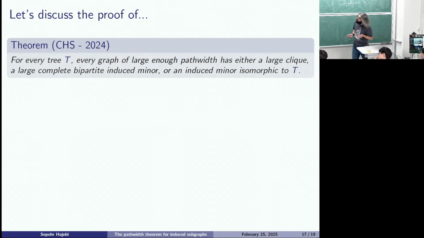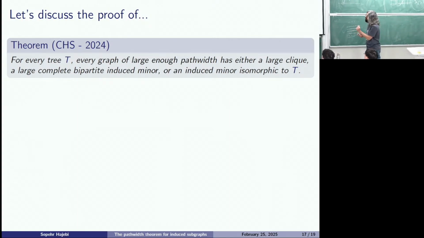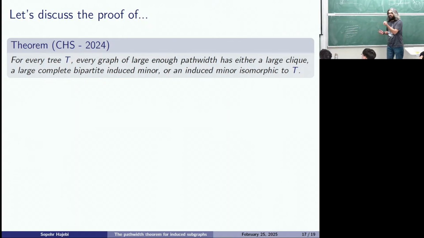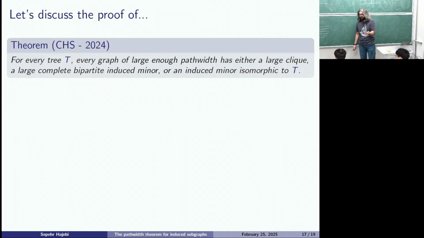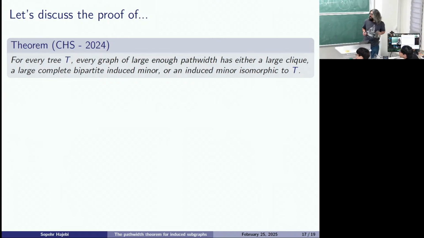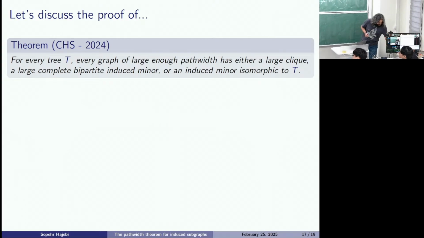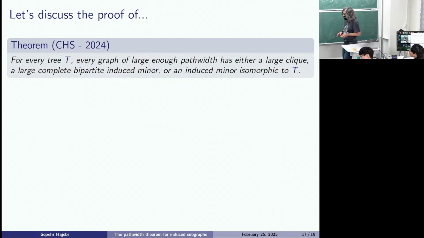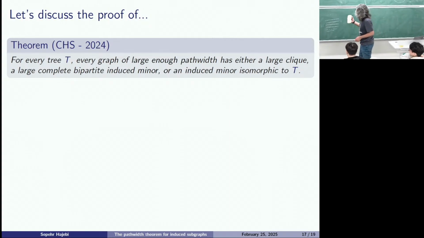So the first major step in the proof is this theorem, that for every tree T, if you have a graph of sufficiently large pathwidth, then it contains either a big clique or a big complete bipartite induced minor, or it contains your tree T as an induced minor. Right? So okay, I'm going to try to show you a little bit about the proof of this.